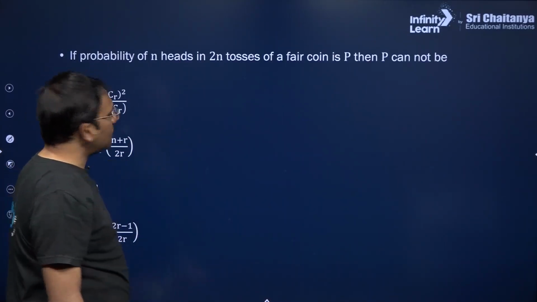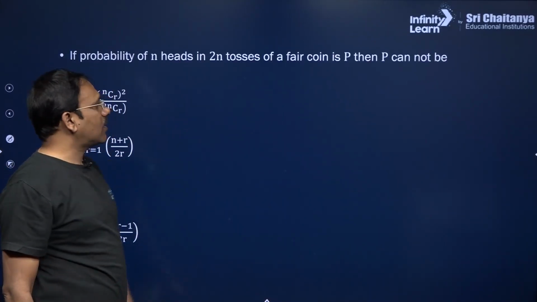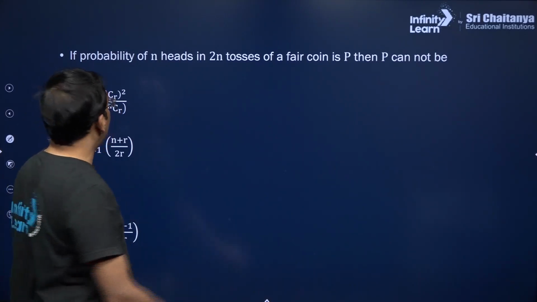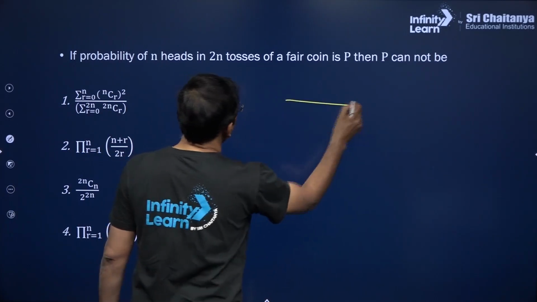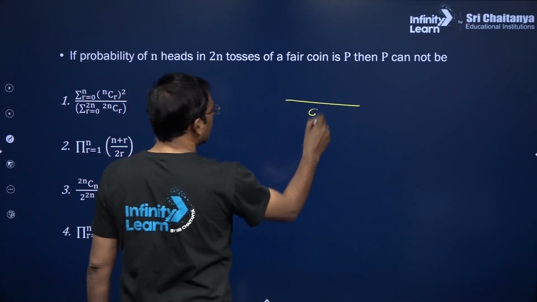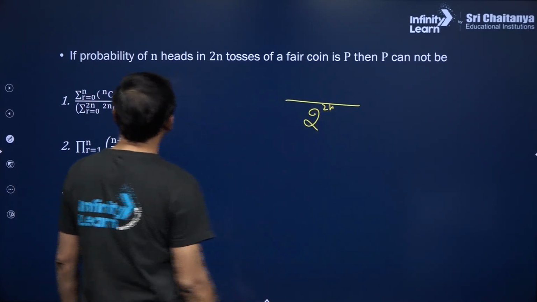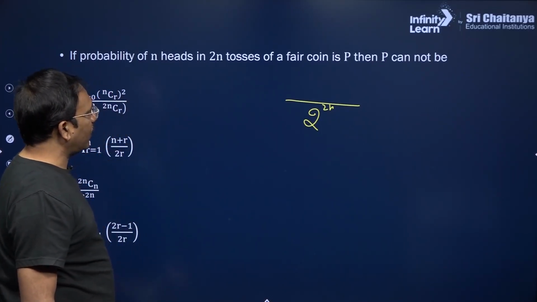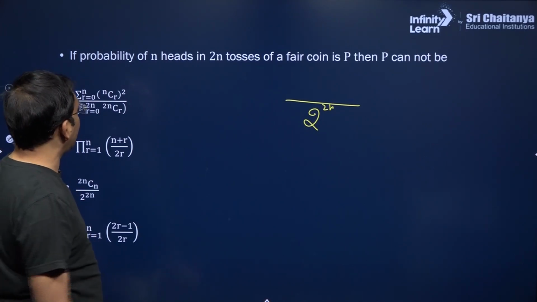Next, my dear friends, probability of n heads in 2n tosses of a fair coin is P, then P cannot be. My dear friends, when 2n tosses of a fair coin, total number of cases will be 2 power 2n, and the probability of n heads in 2n tosses of a fair coin is P.